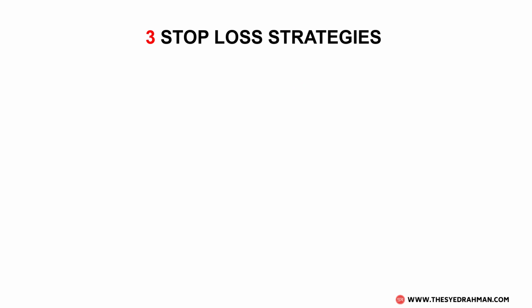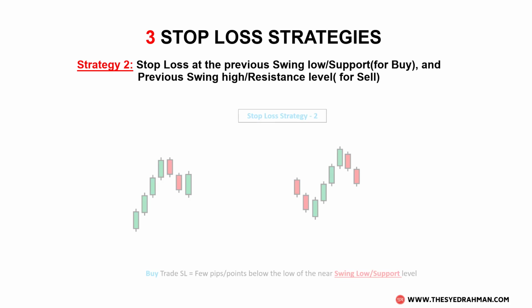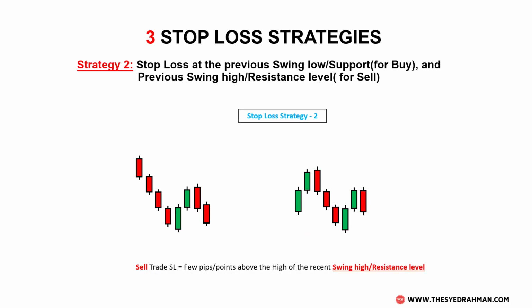Now, for the second type of stop loss strategy, we will be focusing on the swing low or support and swing high or resistance levels to set our stop loss. In this strategy, for a buy trade, set the stop loss at a few pips below the low of the nearest swing low point or the near support level depending on the price action setup. And for the sell trade, set the stop loss at a few pips or points above the high of the nearest swing high point or resistance level in the chart. This type of stop loss setup is much stronger than the previous type of stop loss.